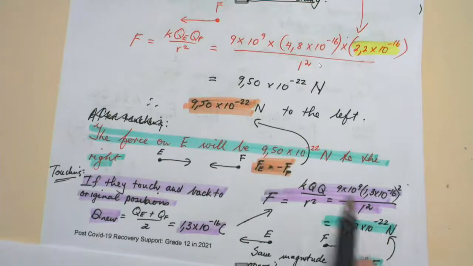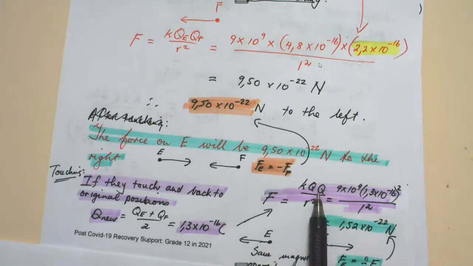I also now know that the charge on E and on F will be the same. After touching, it's always the same charge, and it will always be repulsion. So from there, it's 1,3 times 10 to the power minus 6 for both of them, so I just squared it there. It's still 1 meter apart, and I get an answer of 1.52 times 10 to the power minus 22. So now I know on F it will be repulsion, on E it will be repulsion.